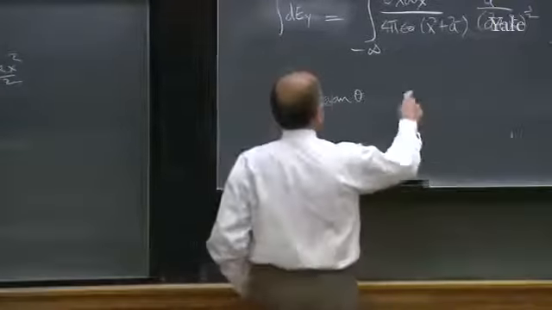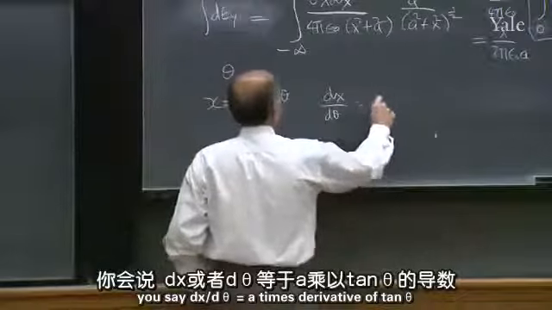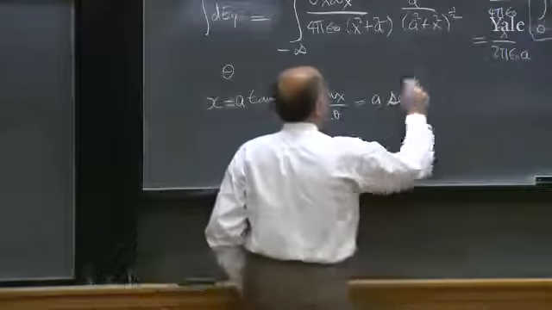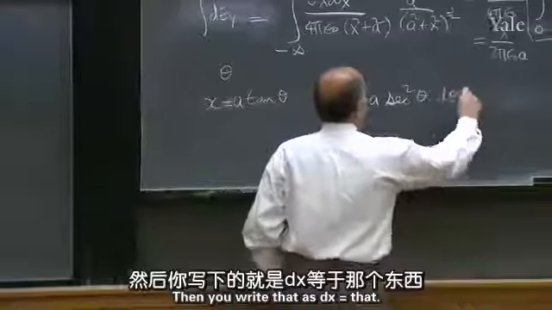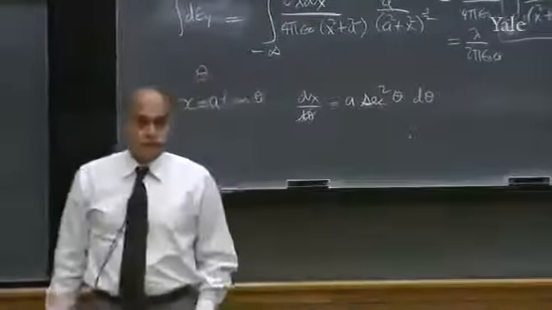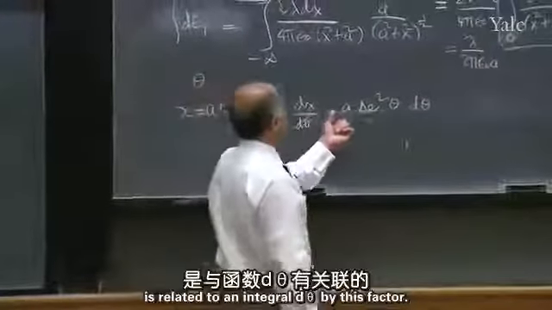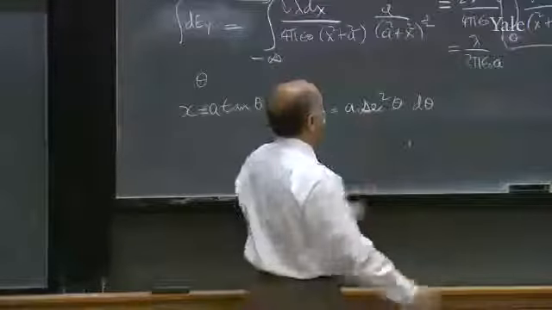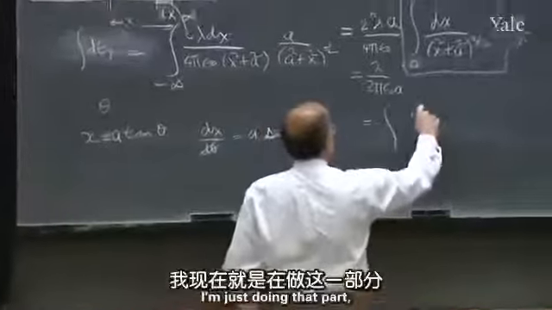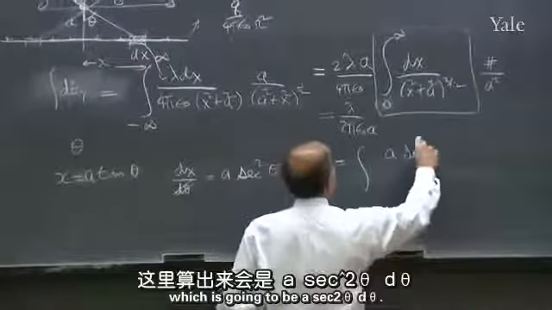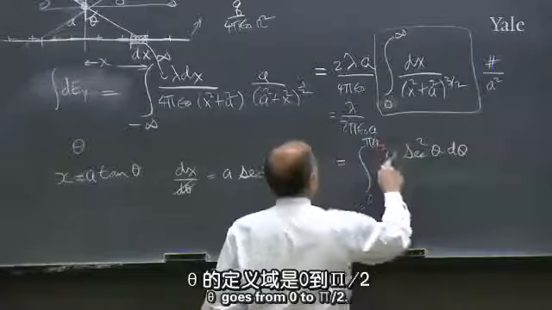Then the next thing you do, you say dx over d theta is equal to a times the derivative of tan, which is a secant squared theta. Then you write that as dx equal to that. What that means is an interval dx is related to an interval d theta by this factor. Therefore, going to the integration here, I'm just doing that part, which is going to be a secant squared theta d theta. Theta goes from 0 to pi over 2.